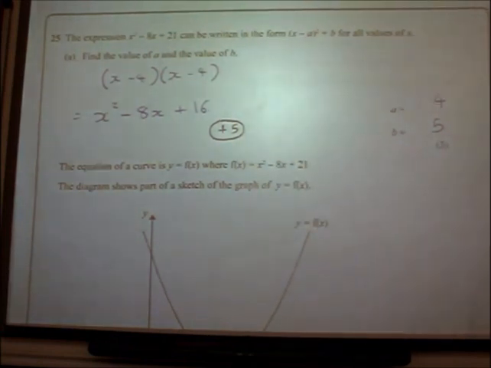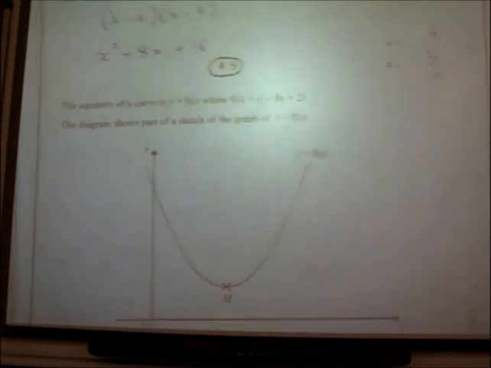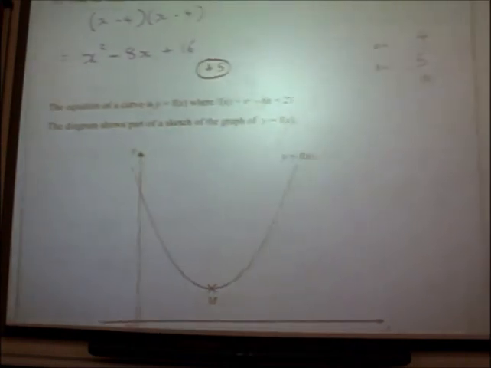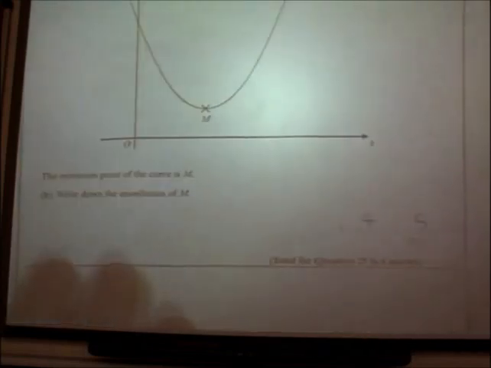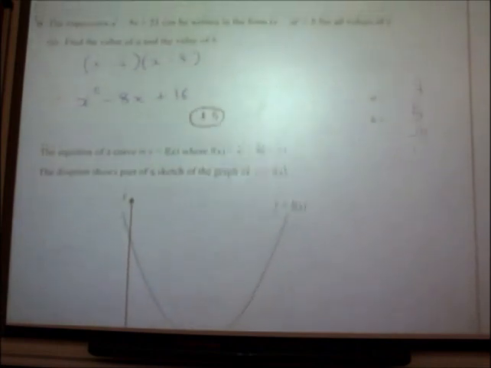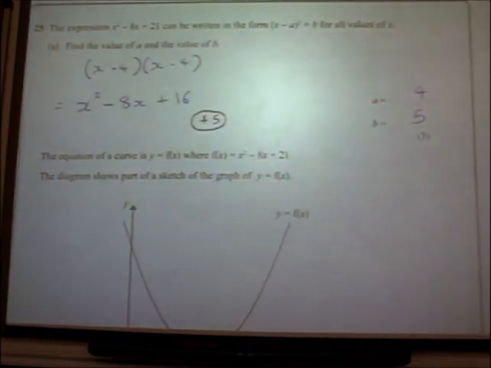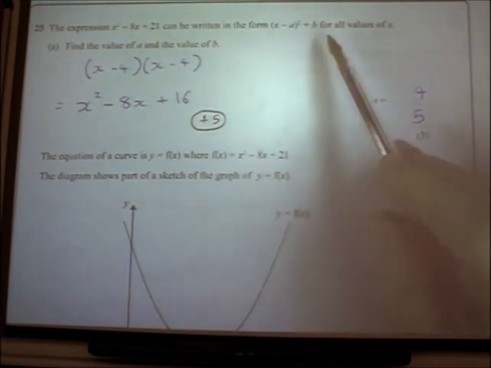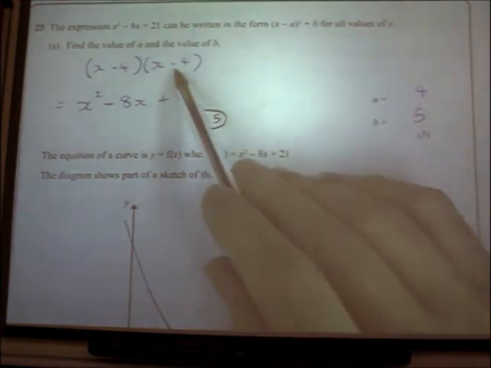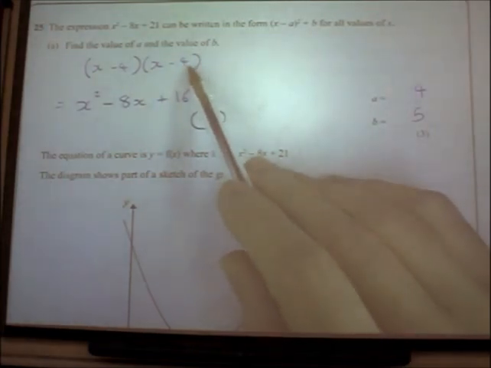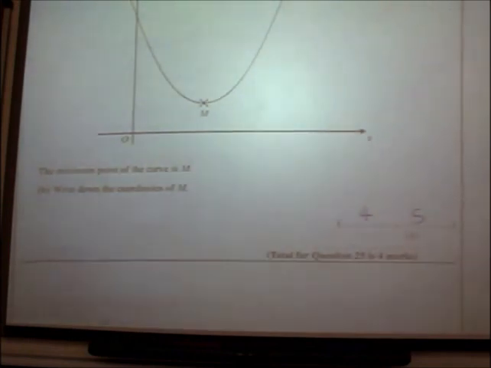Quite a nasty question, that. Underneath, you need to find the minimum point of the curve of that graph. The answer is 4 and 5, and this is why. The y value is always the bit you add on to this bit here, so it turns out to be 5, and the x value is negative whatever this is. Because it's negative 4, negative 4 makes it positive 4, so that's why it's 4, 5.